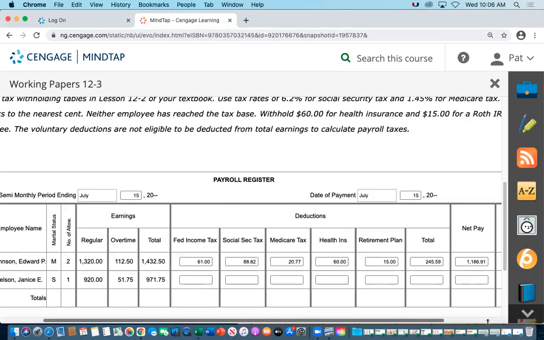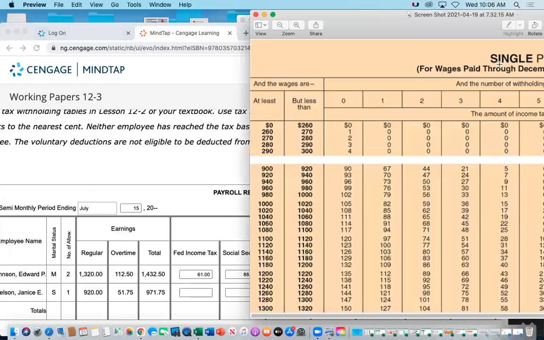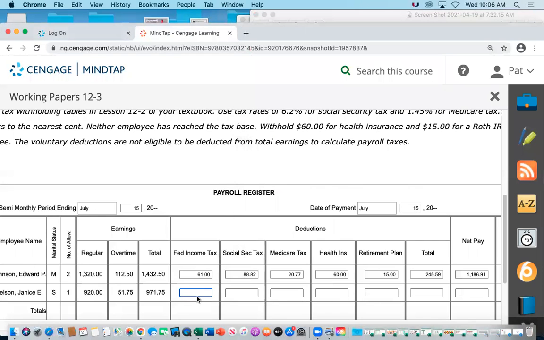Second employee says Janice. All right. Single, 1 allowance. So let's go to Janice. We get the single chart. No, I'm sorry, it's 971.75. So you've got to find it. It's in between 960 and 980. 1 allowance. Find the amount of money. You're in the single chart, and it's $76. You guys okay finding the federal income tax on those charts?